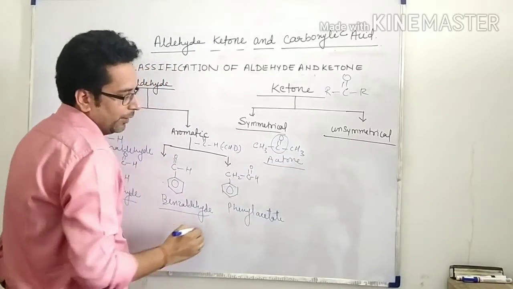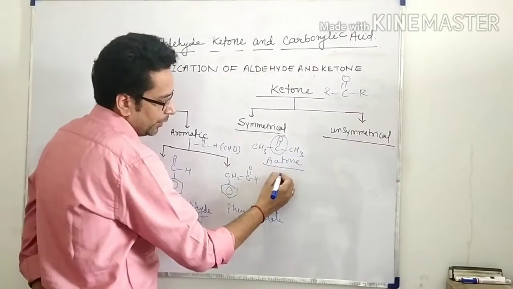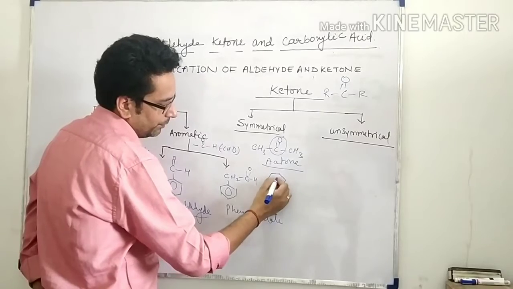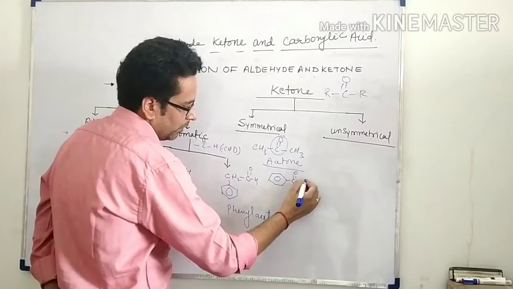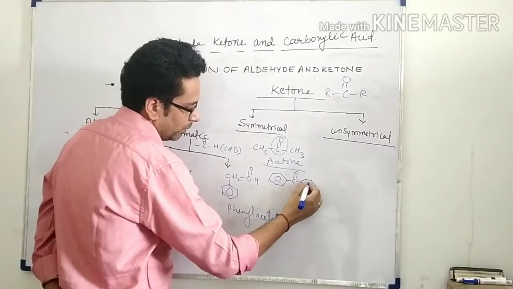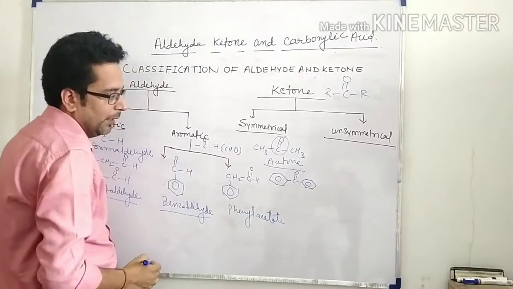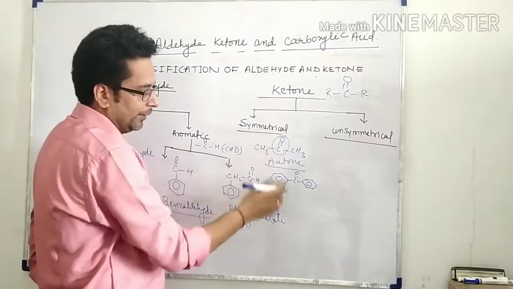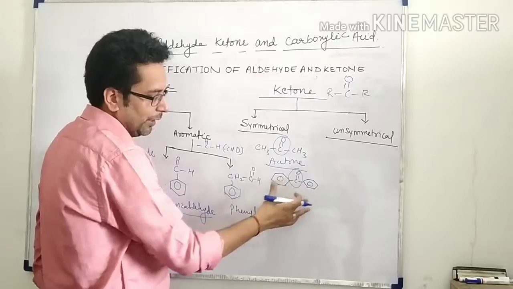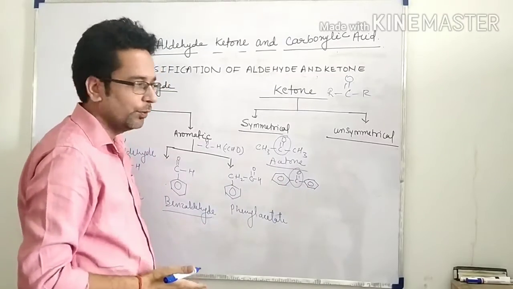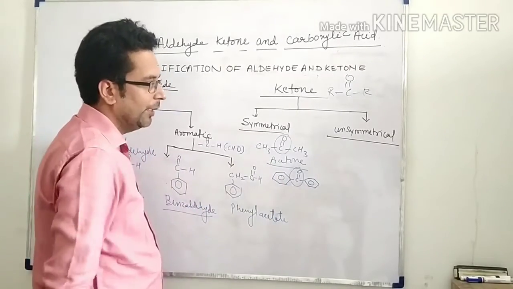Acetone. Now another example. Look here. Another example of symmetrical ketone. This is the carbonyl group, and on both sides there is a phenyl group. So these are examples of symmetrical ketone.